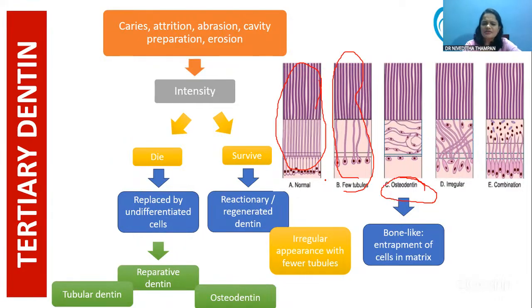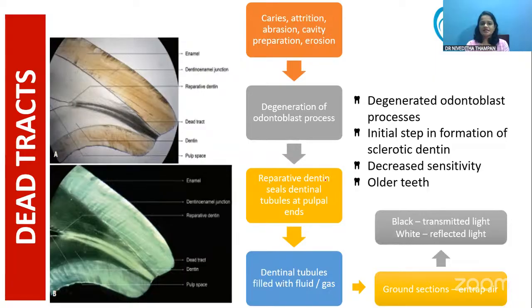Sometimes an irregular, haphazard arrangement like this will also be seen in tertiary dentine, or a combination of all these four structures can be seen in tertiary dentine. So know the difference between reparative dentine and reactionary or regenerative dentine. Next is dead tract.